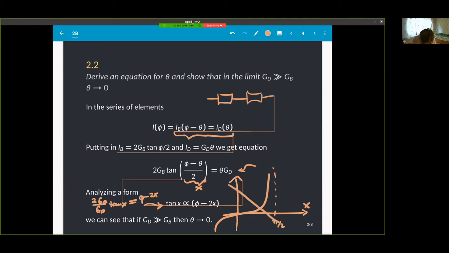And it happens to be that the crossing is actually theta. So this is theta. What we see is that if the coefficient in front of the tangent gets smaller and smaller, the tangent has less and less slope. But anyway, it goes to infinity at some point. So it shows that phi goes to 0 when GD over GB is going to infinity. Sorry, it goes to 0. And that's what this exercise asked of us.